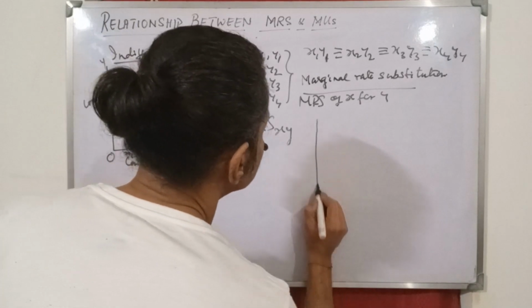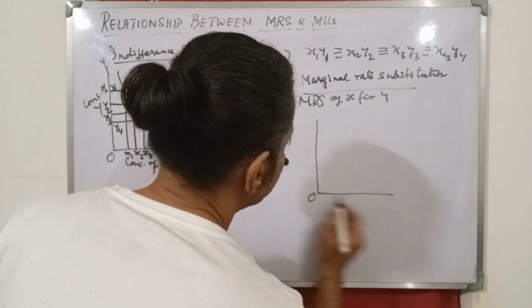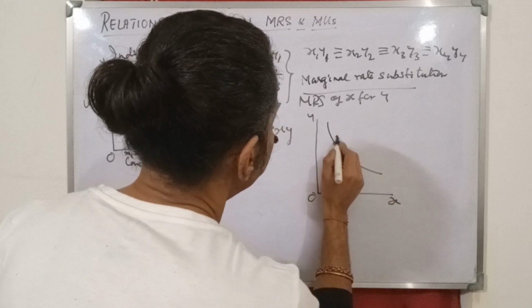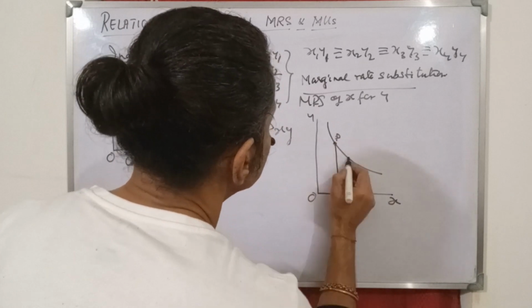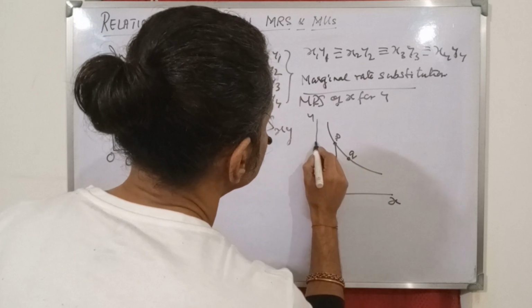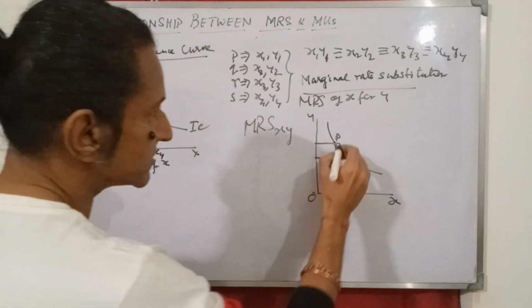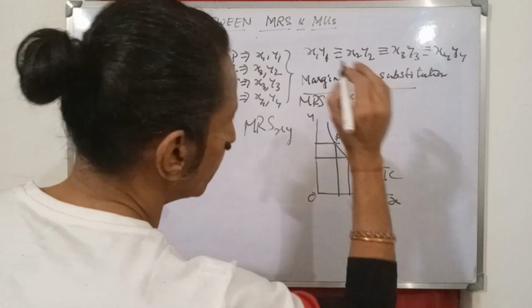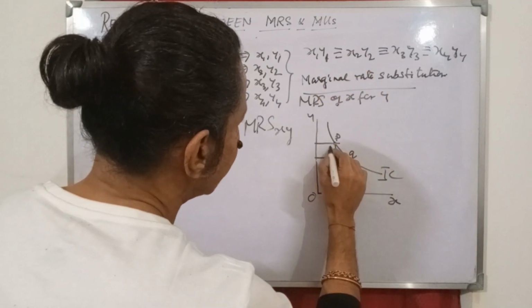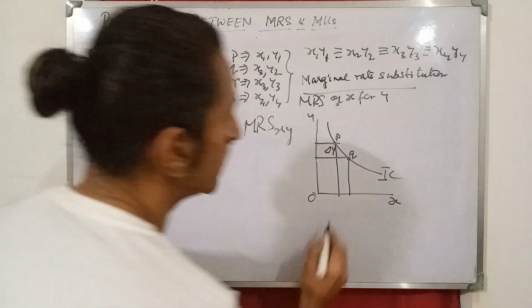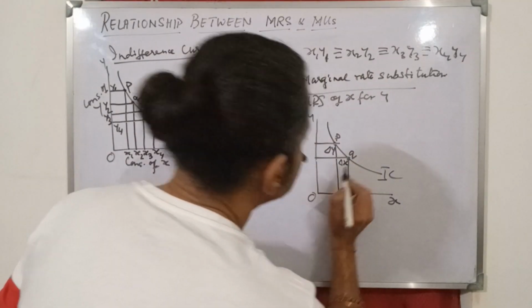If we take point P on another diagram, this is say point P and this is point Q. As the consumer moves down the indifference curve from point P to point Q, he is sacrificing delta Y of Y to gain delta X of X.